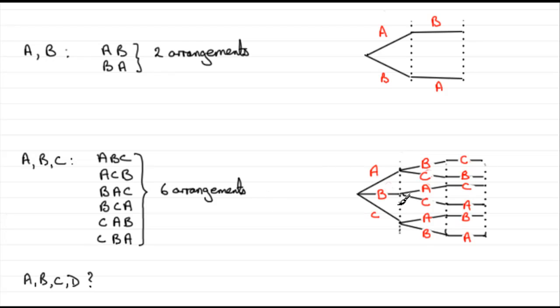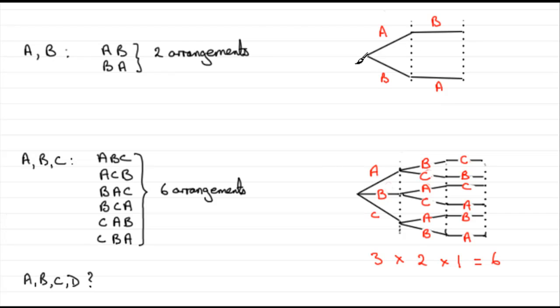But that 6 can be formed like this. We had 3 ways of choosing the first letter, and for every one of those 3 ways we had 2 ways of choosing the next one. And then for any 2 that we chose here, we always had just one left over. And we have 3 times 2 times 1, which is 6, our 6 ways that we had here.